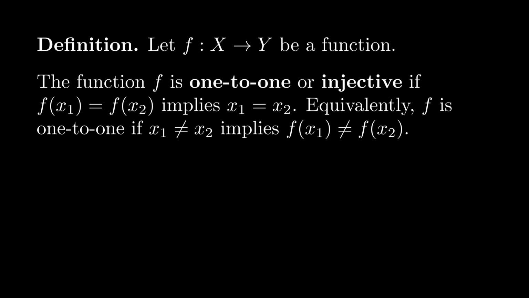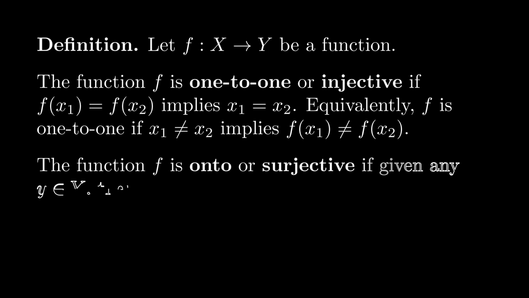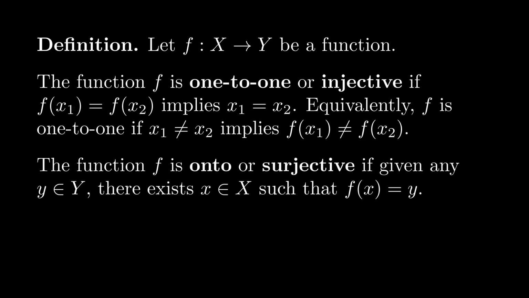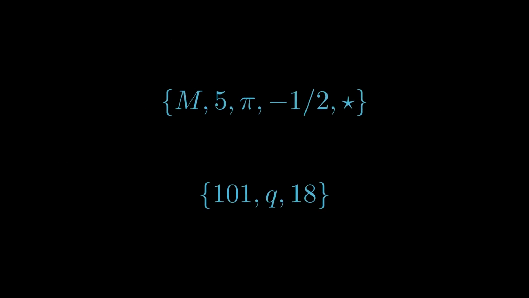This is also called injective, and the function f is onto or surjective if, given any y in Y, there exists an x in X such that f(x) = y. So every element of the codomain is actually achieved by the function. Looking again at that first example, if you think of this as a function pairing elements in this lower set with elements in this upper set, this function would be one-to-one, but not onto.